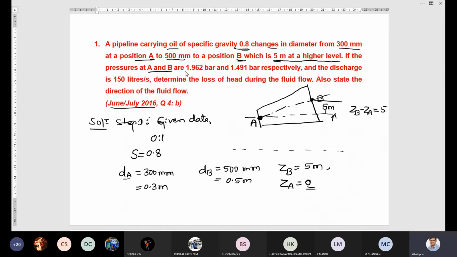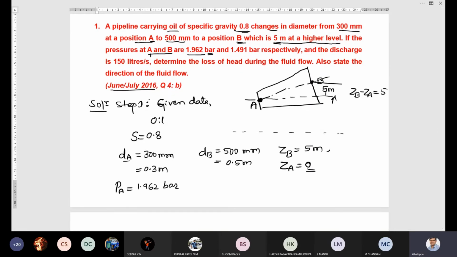What is the pressure PA? 1.962 is the pressure at point A. 1.962 Newton per meter square, or what? Yes, it is bar. You write bar. So 1 bar is equal to how many Newton per meter square? 1 bar is 10 to the power of 5 Newton per meter square.